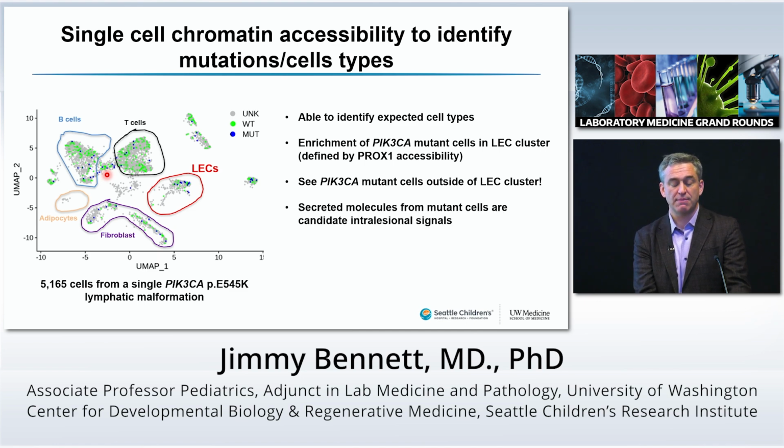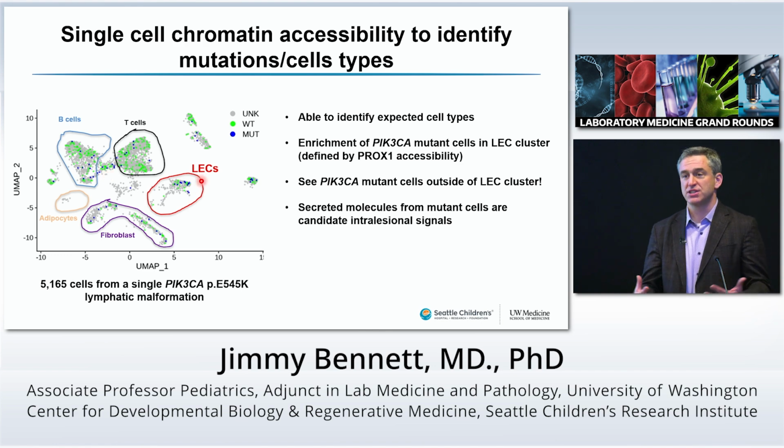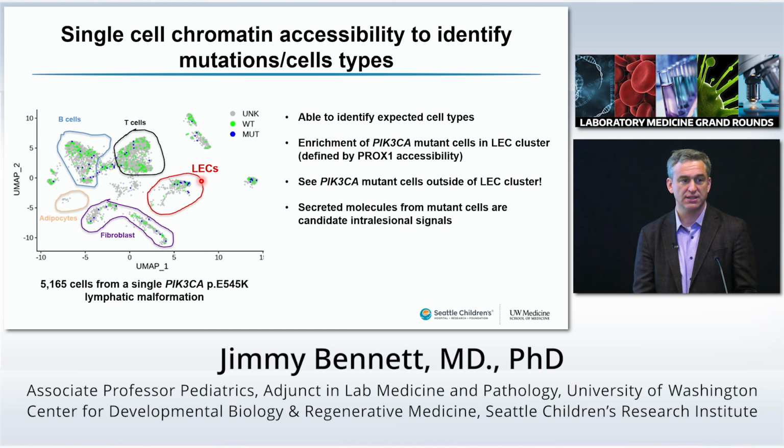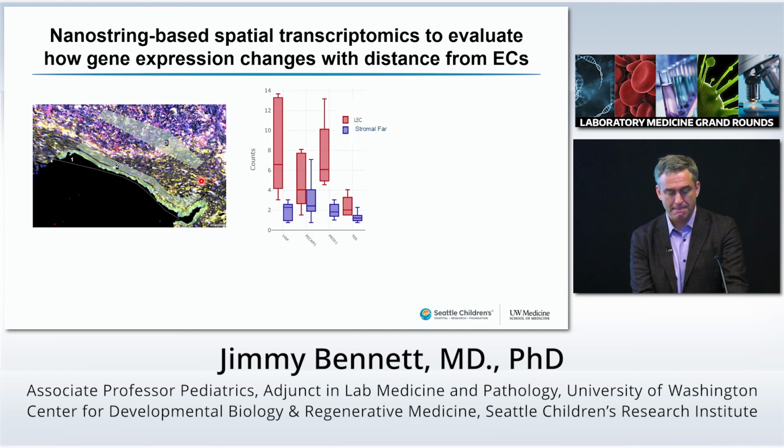But one thing that we can use this data to do is, if we can increase our efficiency of identifying the PIK3CA mutant cells, we can then look at the genes that they're expressing, look at the secreted ones, and then those would be candidates for intralesional signaling molecules. So this is the work, again, of Dana Jensen and Natalie O in the lab.